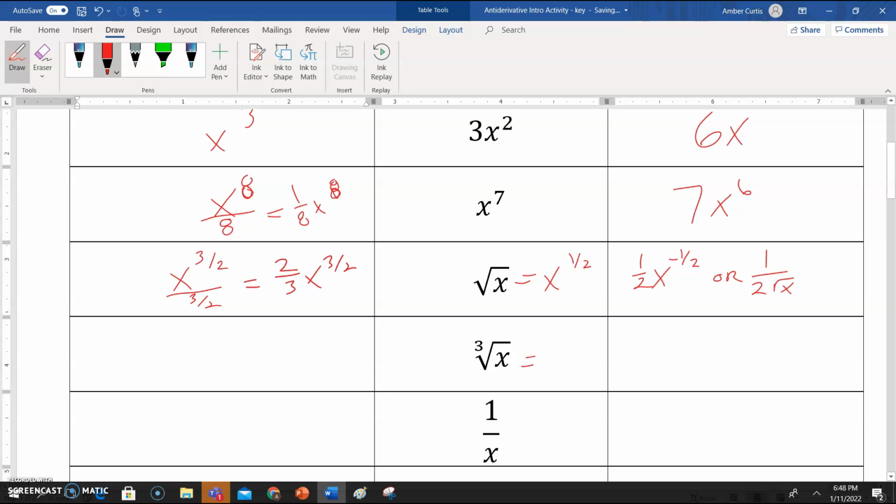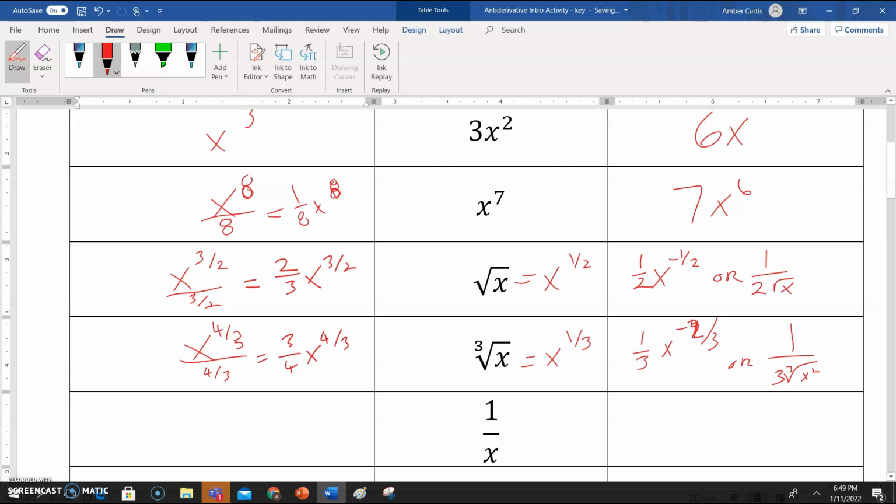For the cube root of x, remember that's x to the 1/3 power. We take the derivative, it drops down a degree, so this is 1/3 x to the negative 2/3. Or we could write it as 1/3 cube root of x squared. And then to do its antiderivative, we want to go up a degree. So it will be 4/3 divided by 4/3, which is mathematically 3/4 x to the 4/3.